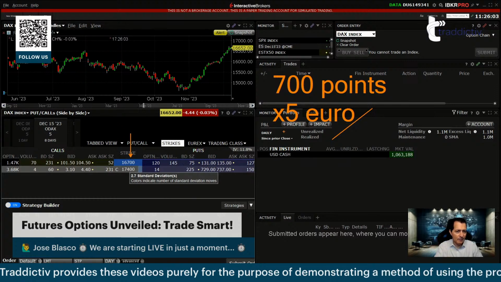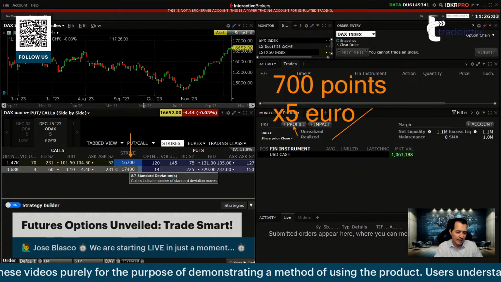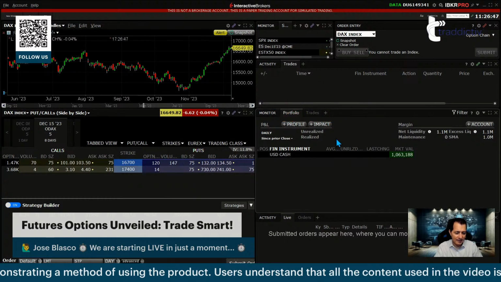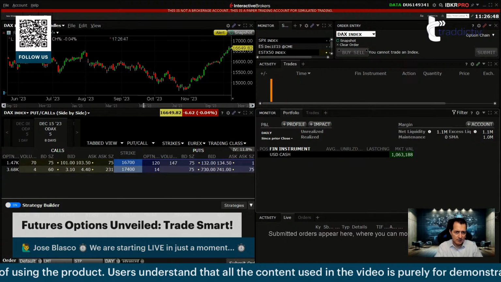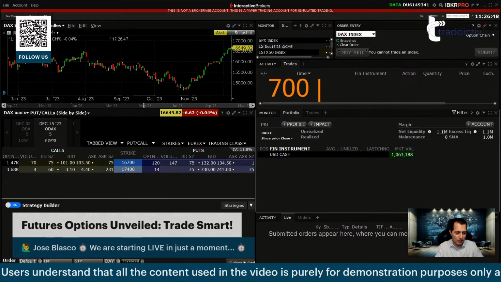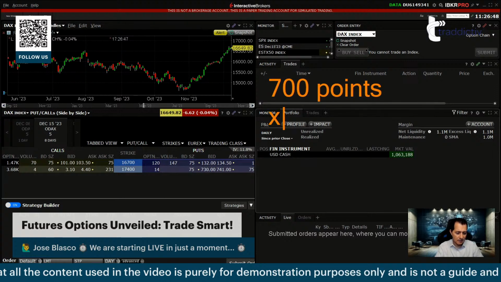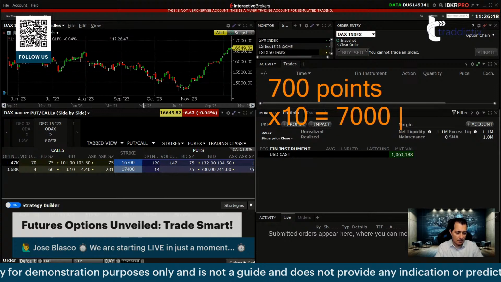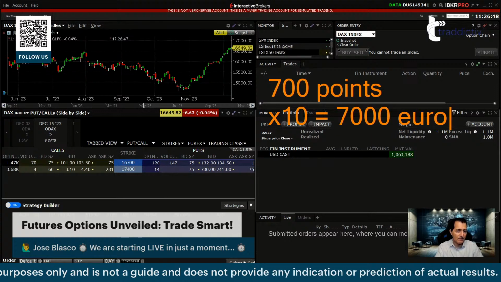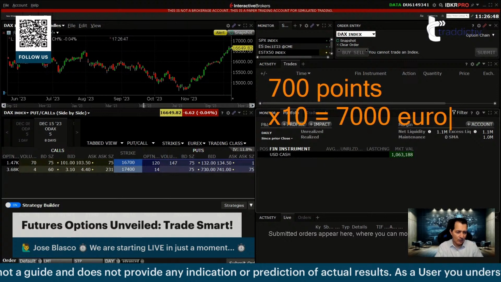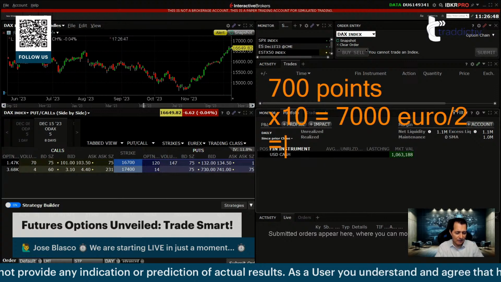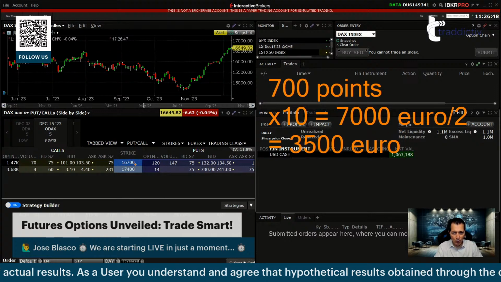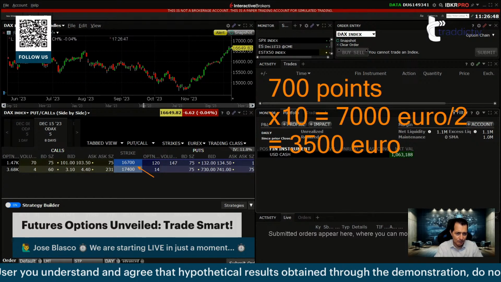But again, 5 is also a very easy number, because the trick here is to pretend it's 10. So if your risk is 700 points, pretend it's 10. That would be 7,000 euros of risk. And because 5 is half of 10, now you divide this by 2, and therefore your risk is 3,500 euros if you were to use such wide wings, which is pretty crazy.